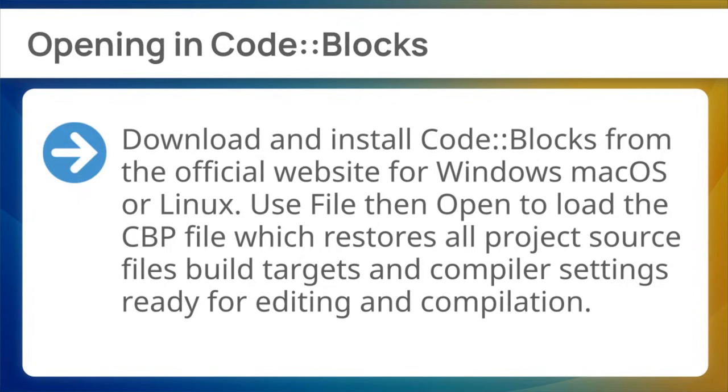Download and install Code::Blocks from the official website for Windows, macOS, or Linux. Use File, then Open to load the CBP file, which restores all project source files, build targets, and compiler settings, ready for editing and compilation.